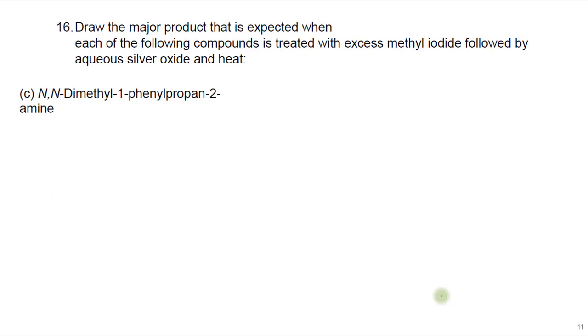Alright, here I can draw the major product expected when I would treat this with methyl iodide and silver oxide. So N,N-dimethyl-1-phenylpropan-2-amine. So propan-2-amine, there's a phenyl group at 1, and I have methyl groups on my N. So I'm going to react this with excess methyl iodide.